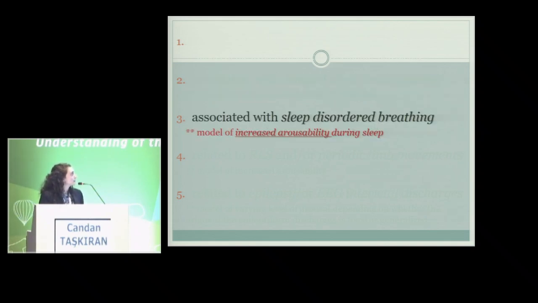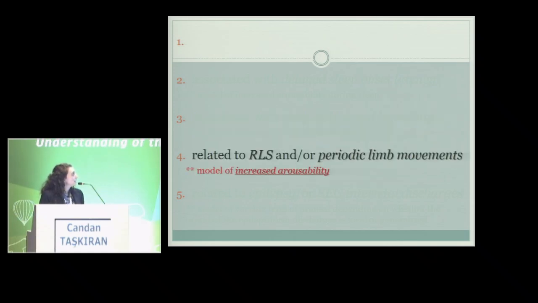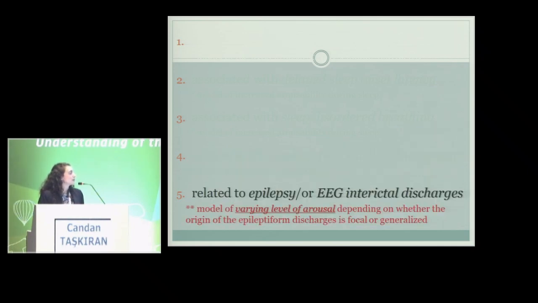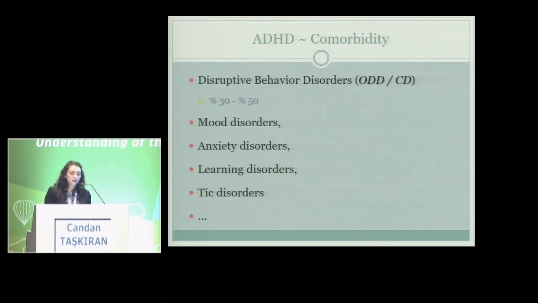Apart from that, there are some associated breathing-related problems, and there are some related to RLS and periodic limb movements, and these are quite common in ADHD. As was mentioned by Mr. Shahin, when we use EEG, there is not an increase or decrease in arousal, but although we cannot define it as an epileptic seizure, we see some EEG differences in ADHD kids.